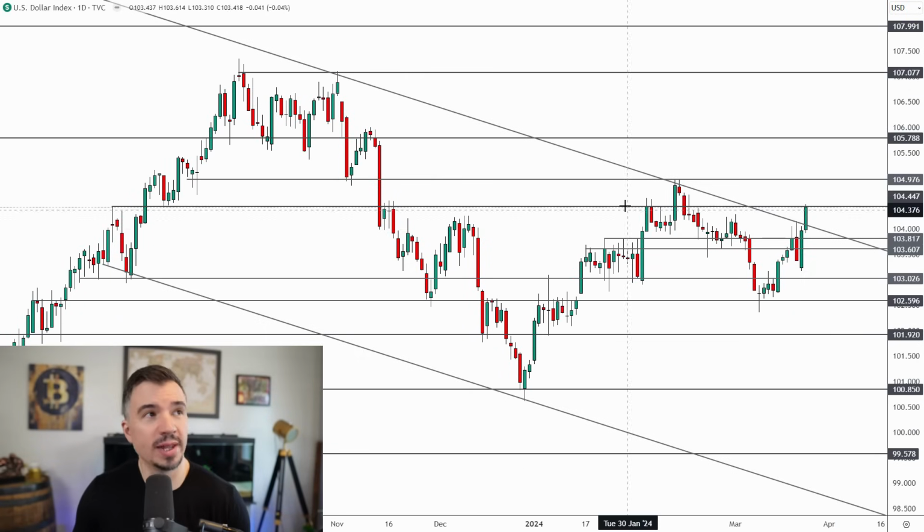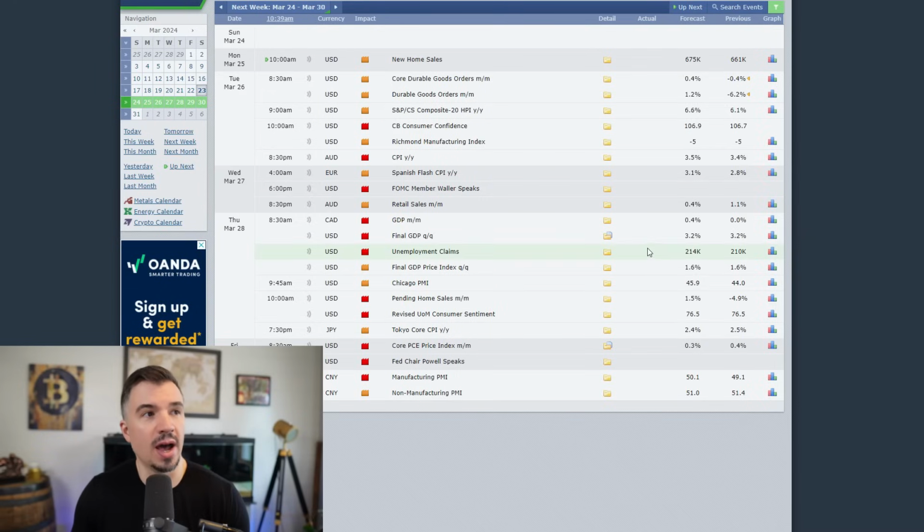Now before we go on, let's take a look at the calendar for the week ahead. And overall, guys, it's a pretty light week for the week ahead.